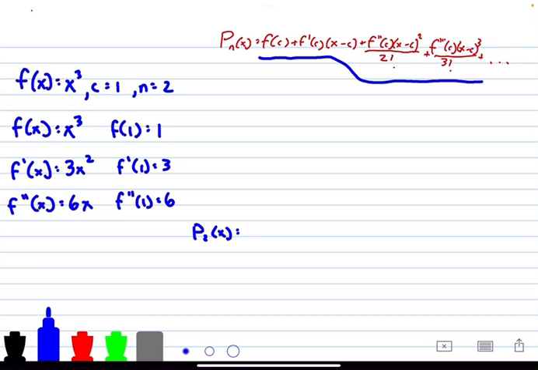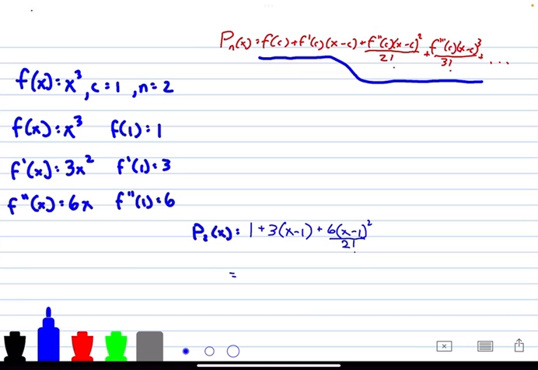And now, that's f of c, so that's going to be 1, plus f prime of 1 times (x minus c). That is 3 times (x minus 1). And now as we move in our formula, that's going to be 6 times (x minus 1) squared over 2 factorial.